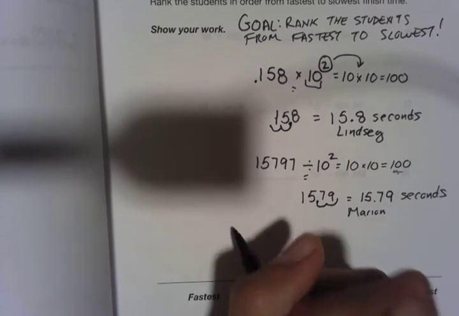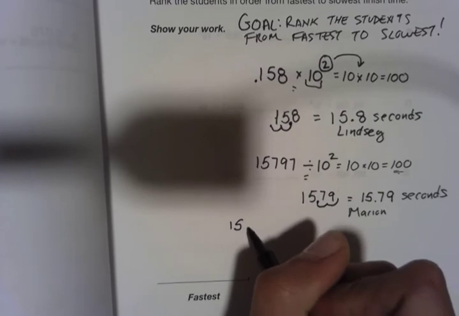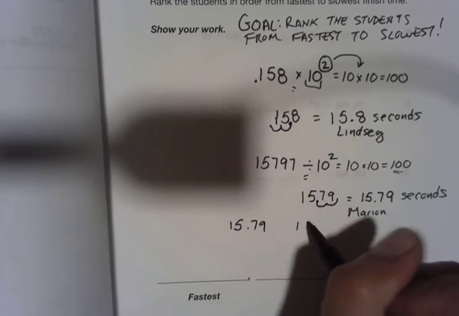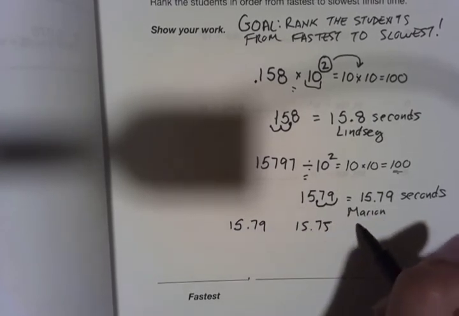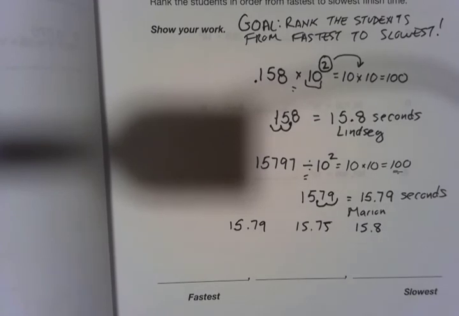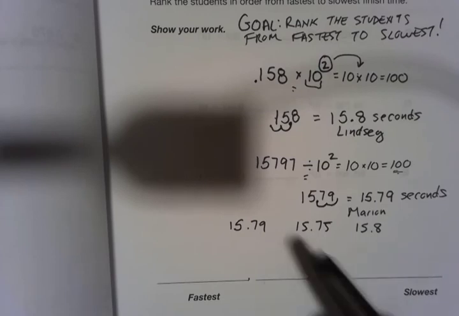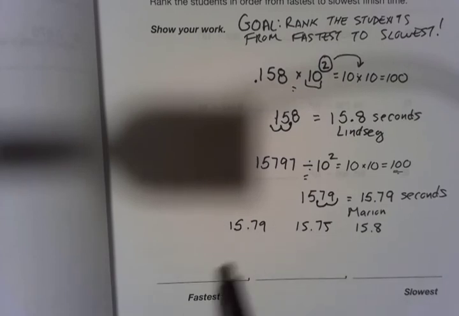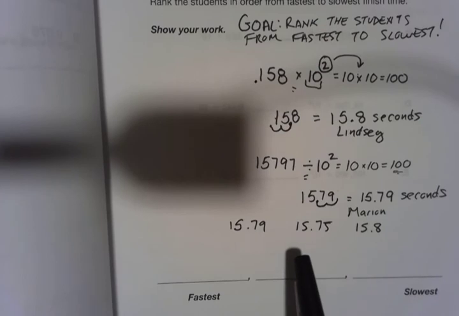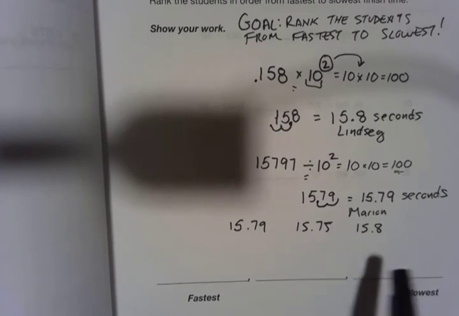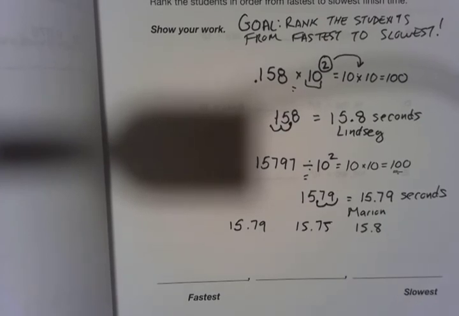So our 3 times are 15.79, 15.75, and 15.8. So a great way to always think about it if you're having trouble ranking decimal numbers is, let's not think about it as decimals real quick. Let's think about it as money. Think about it as $15.79, $15.75, and $15.80.